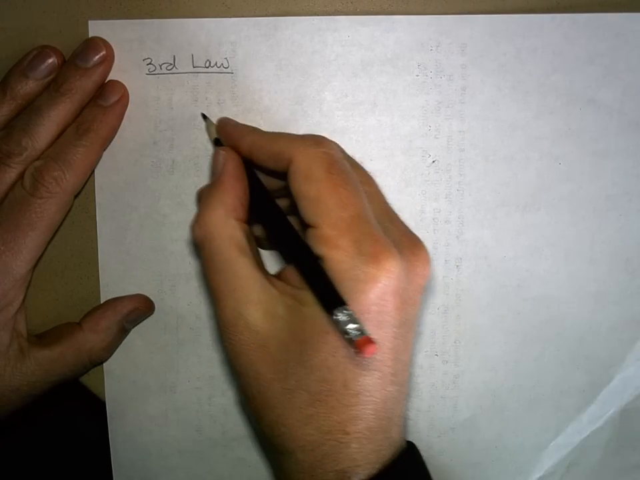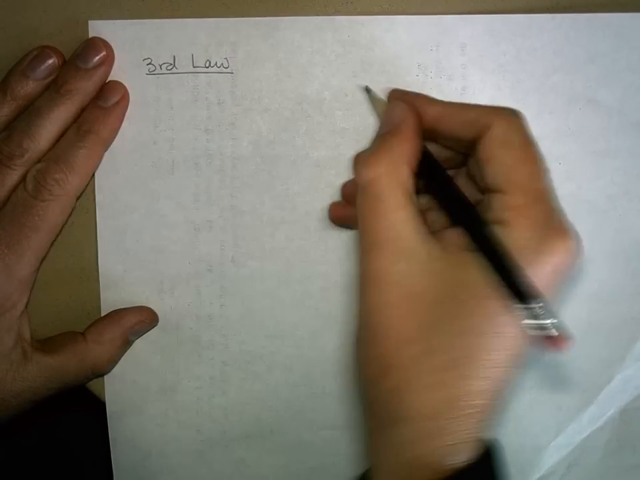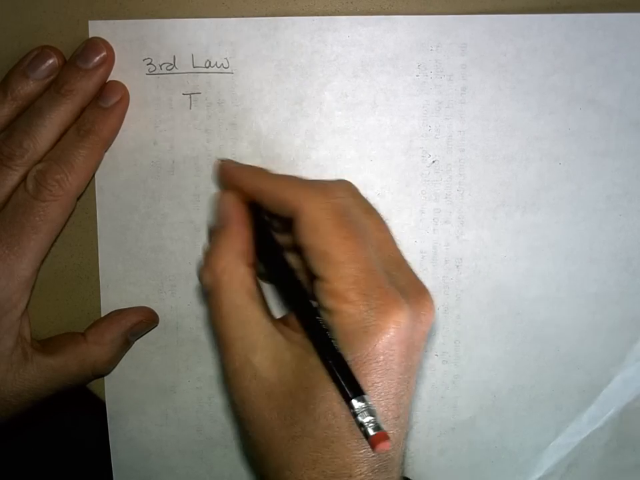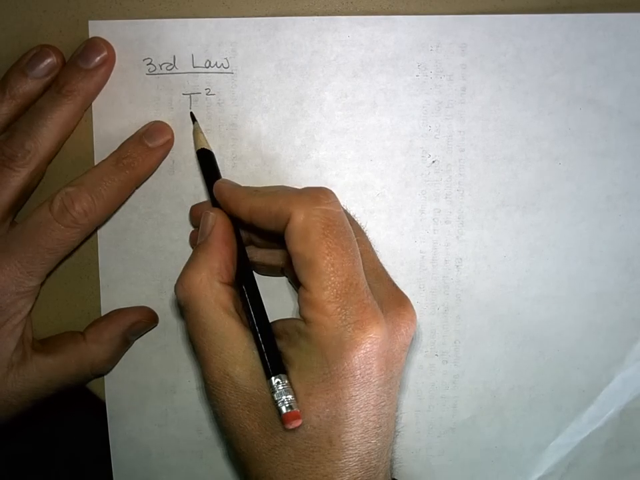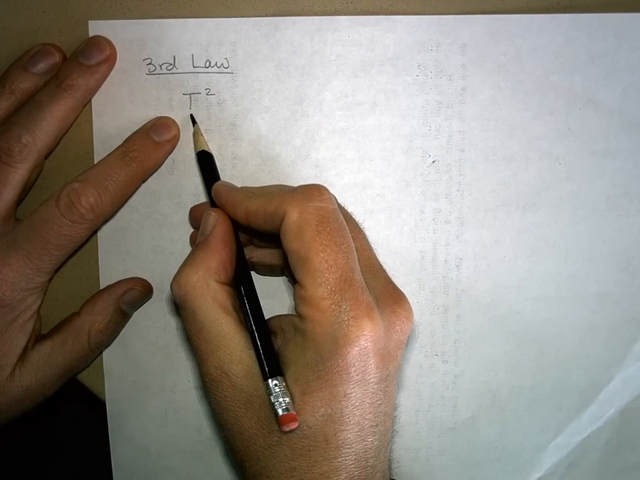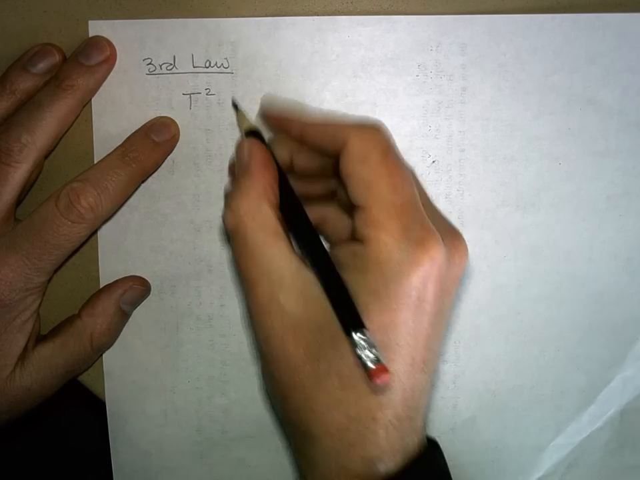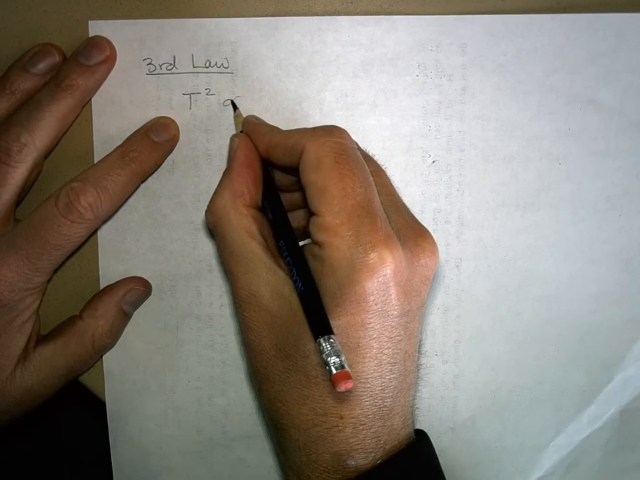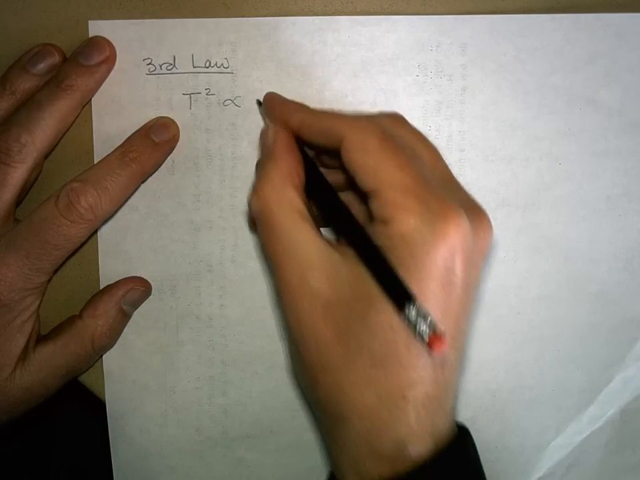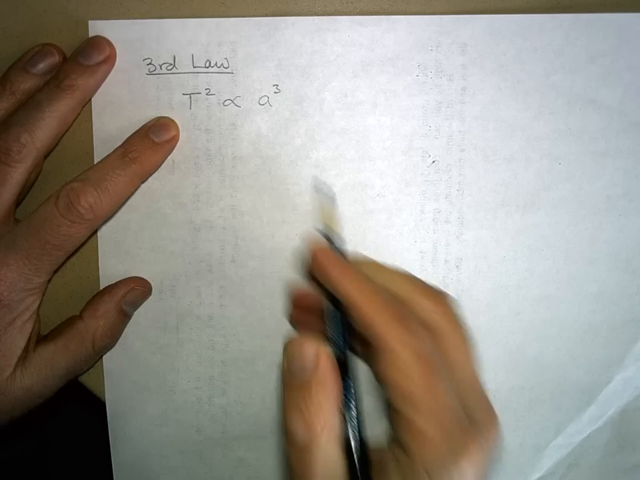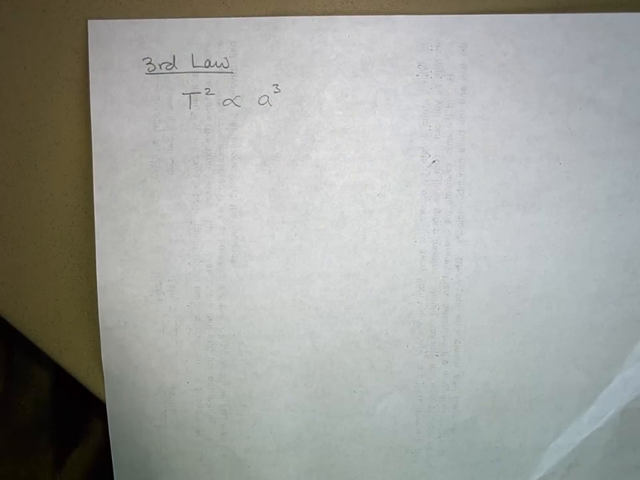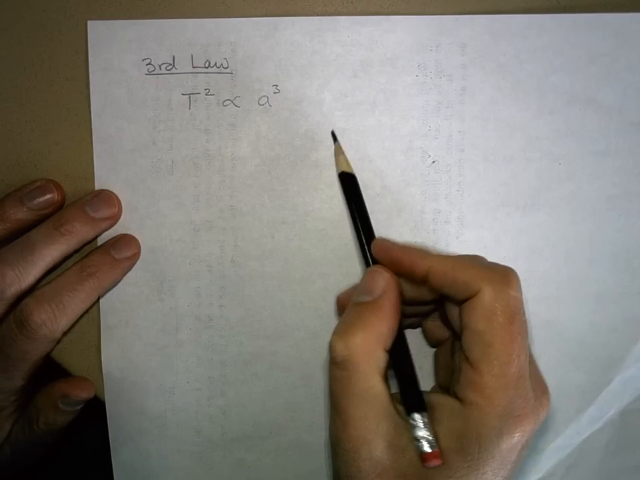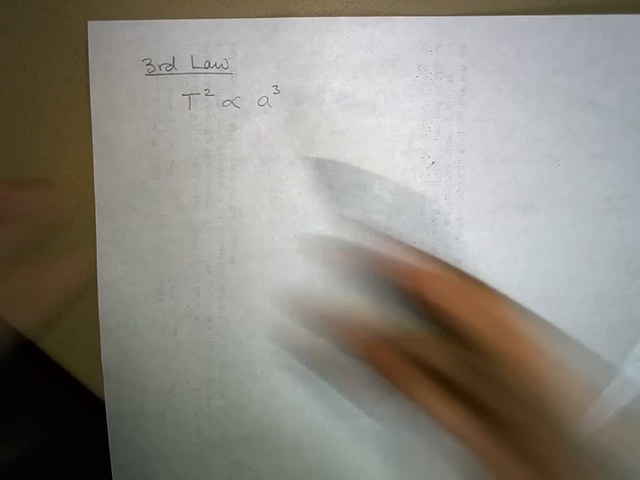So let's take a look. Well, first let's state his third law. Here's what Kepler said. He said T, the period of the orbit, is directly proportional to the cube of the semi-major axis of an ellipse. Okay, this is what he said. Take the period of the orbit. Now, what is the period of the orbit? The period of an orbit is the time it takes to go around the sun one complete time.